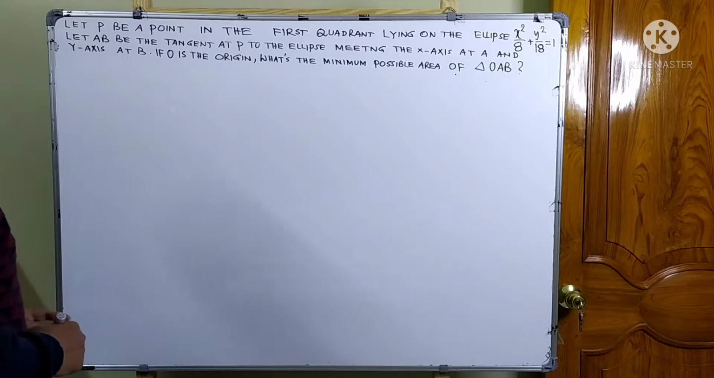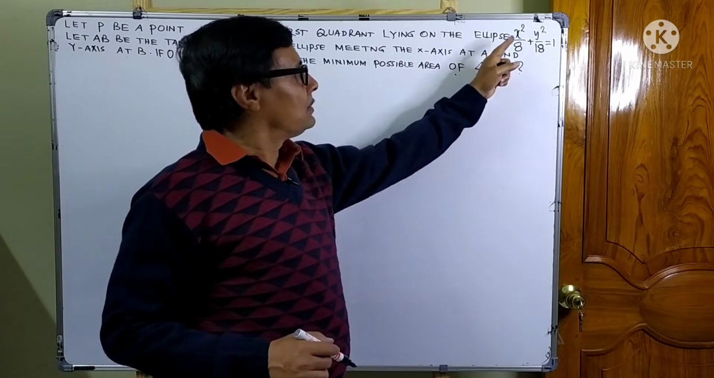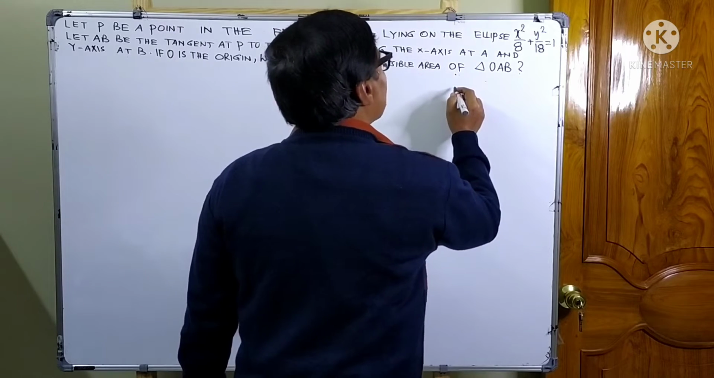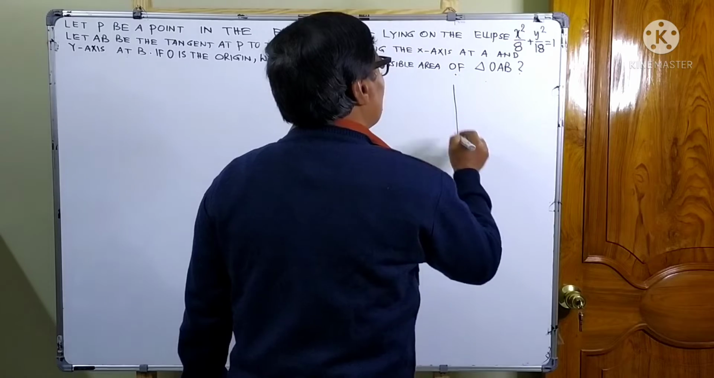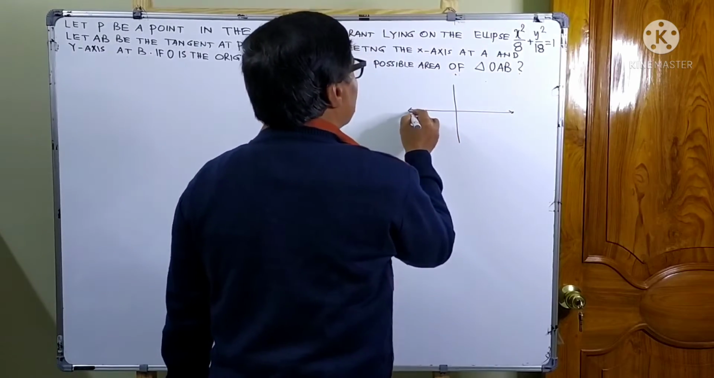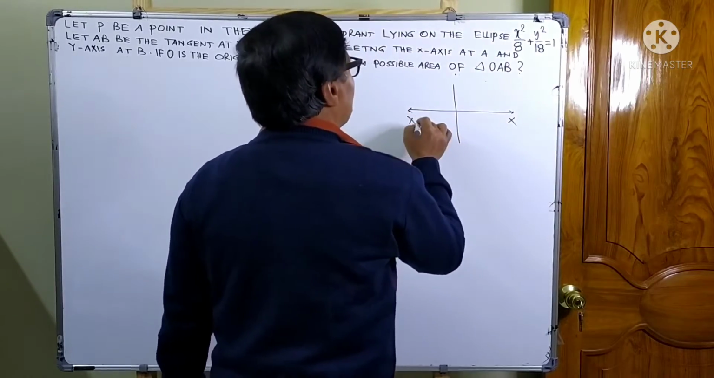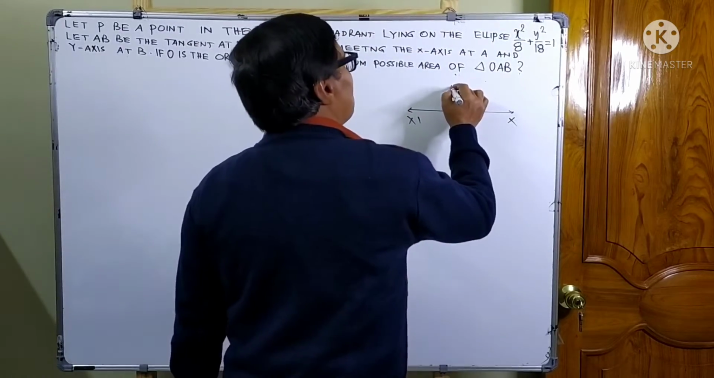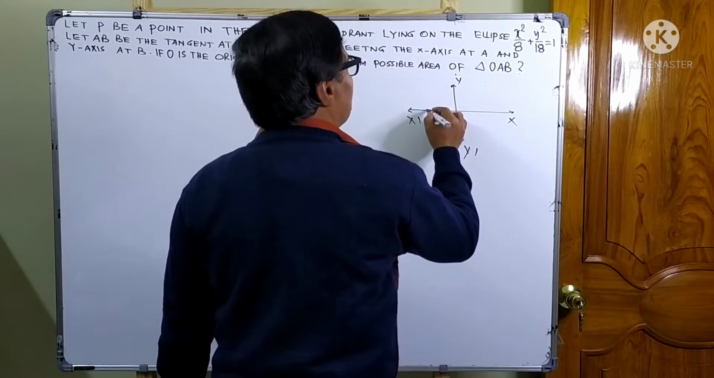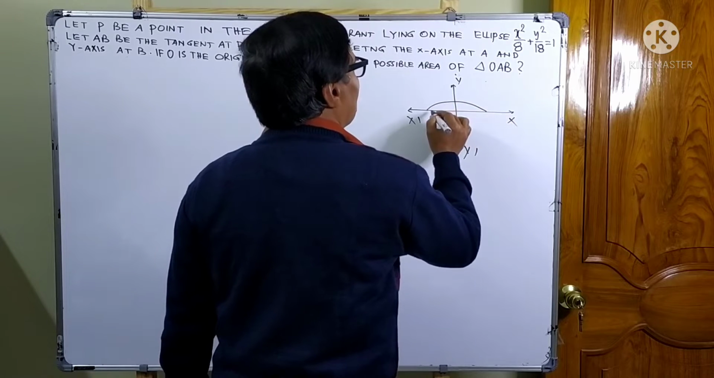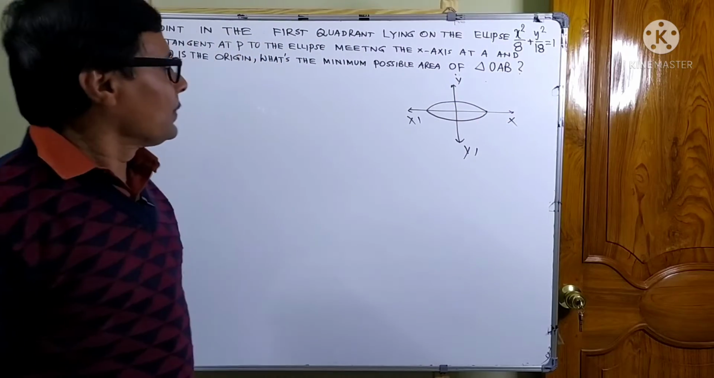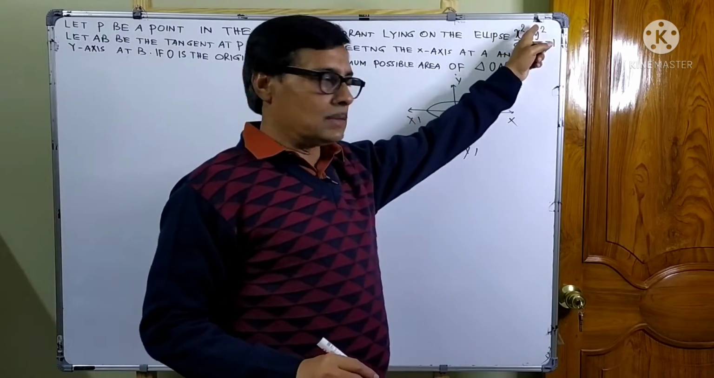Now, let us start. At first, we shall draw the figure diagram of this ellipse. This is the ellipse. These are the two axes of the ellipse. This is the horizontal axis, the x axis, which is considered as the major axis, and this vertical axis is considered as the minor axis. This is the ellipse whose equation is given as this.